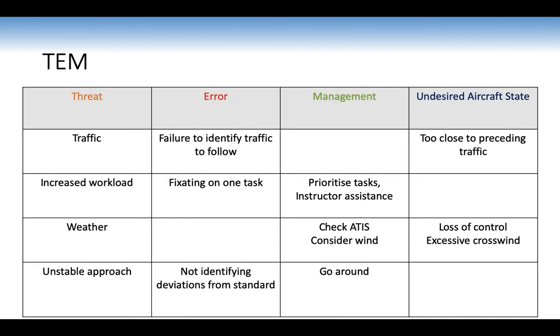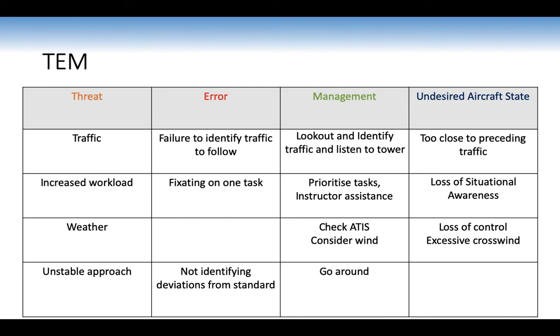In terms of threat and error management, we've already looked over these. Traffic: failure to identify traffic, too close to preceding traffic. So make sure you look out, identify, and listen to tower as well. Increased workload, fixating on one task: prioritize tasks and ask for assistance. The undesired aircraft state would be a loss of situational awareness, so it's really important to maintain that, especially in the circuit area.